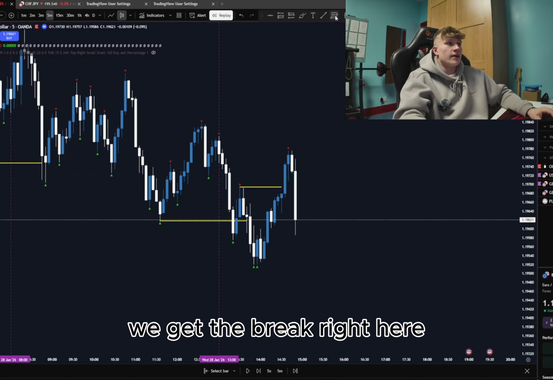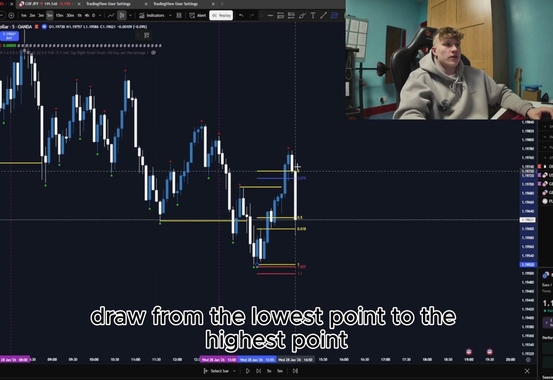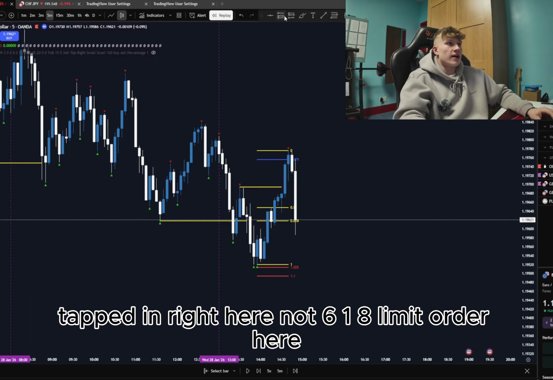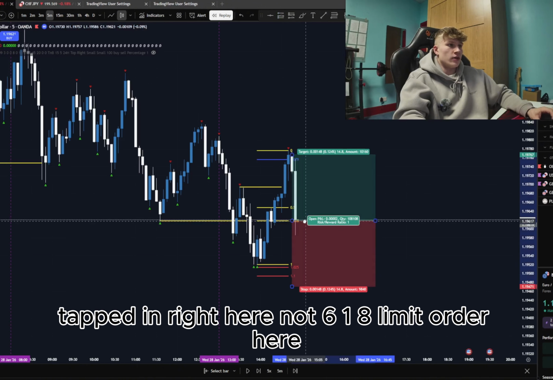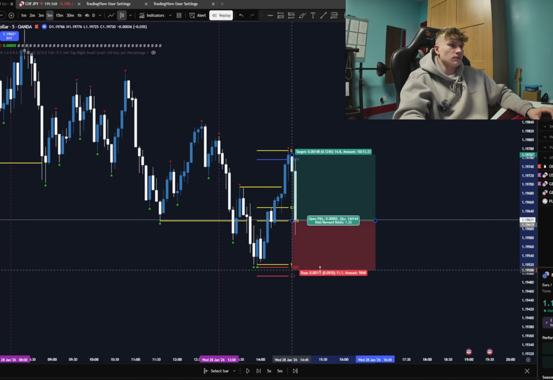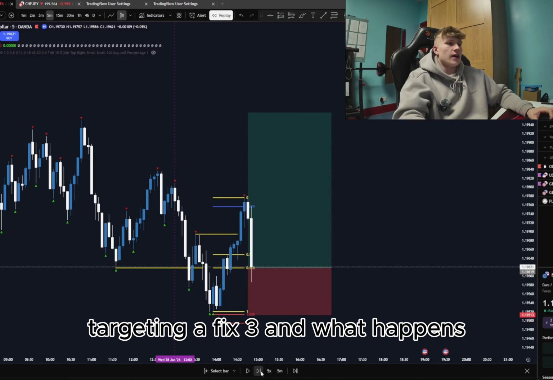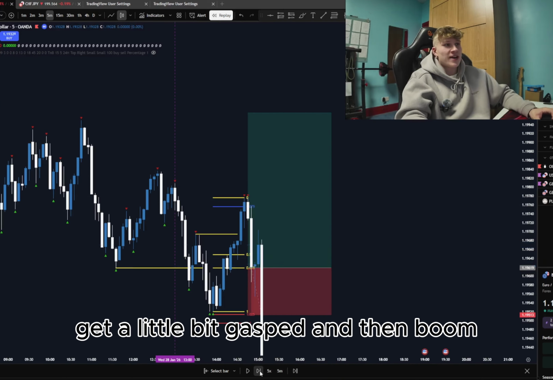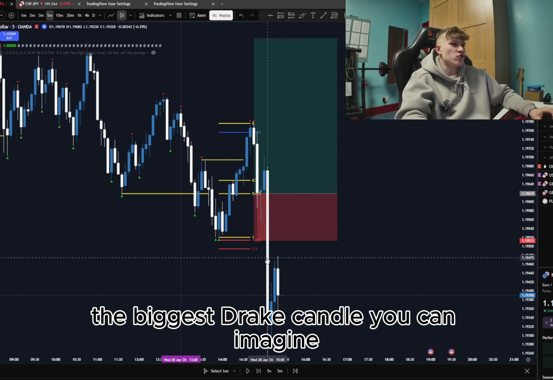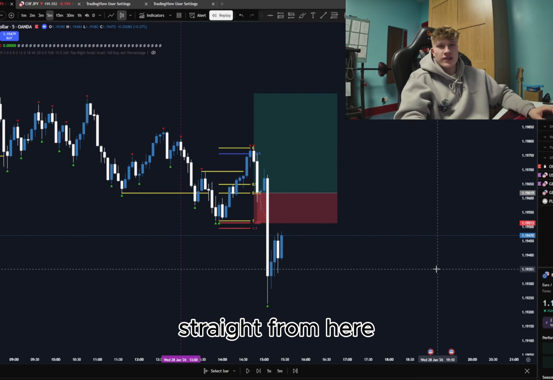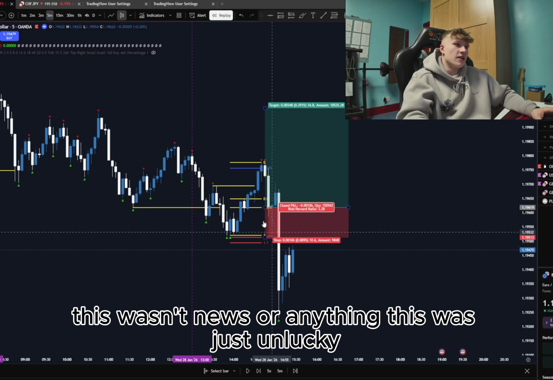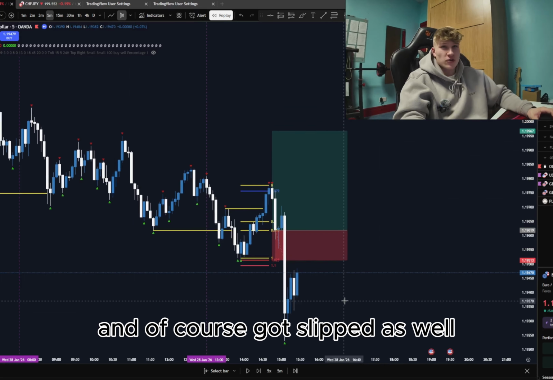We get the break right here. Now we're looking for the entry, draw from the lowest point to the highest point, tapped in right here, 0.618, limit order here. Targeting a fixed 3. And what happens? A little bit of profit, get a little bit gassed, and then boom, the biggest Drake candle you can imagine. Straight through here. This wasn't news or anything, this was just unlucky that it stopped all the way through, and of course got slipped as well.